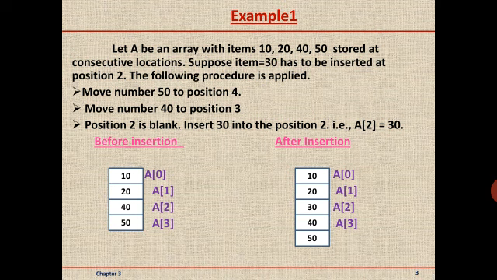Okay. Once the item is deleted, that place remains empty. So we cannot leave that place empty. Otherwise memory will be wasted. So what we do, we shift the next item into that place. Here, after removing item 30, move item 40 to position 2. Similarly, move the number 50 to position 3.